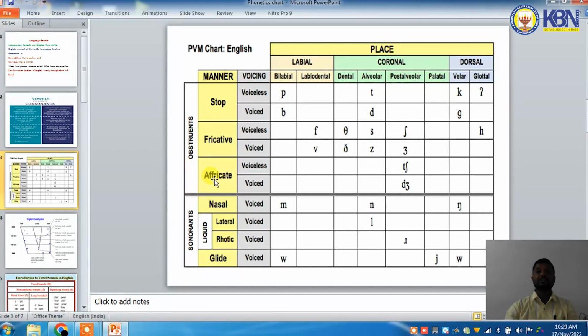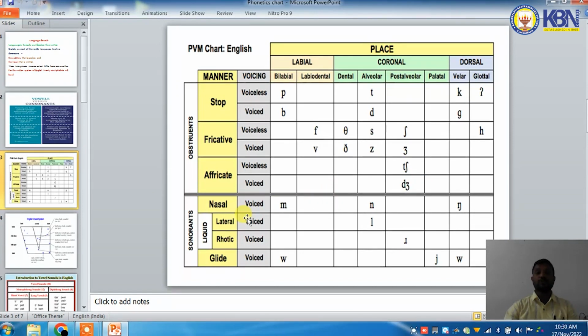Affricates are sounds that are produced with a complete obstruction of air but released slowly. Let's look at ch, t plus sh. It is produced as ch: church, chin, chain, chew, such. Coming to the voiced sound, j: judge, jar, jam, join, such.